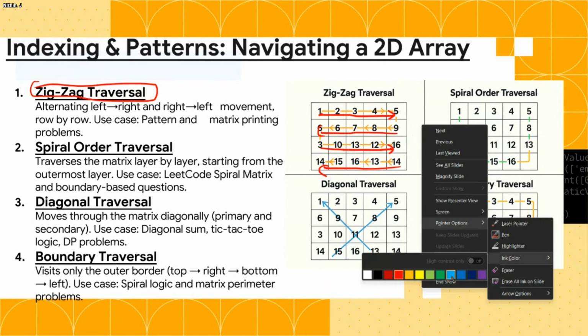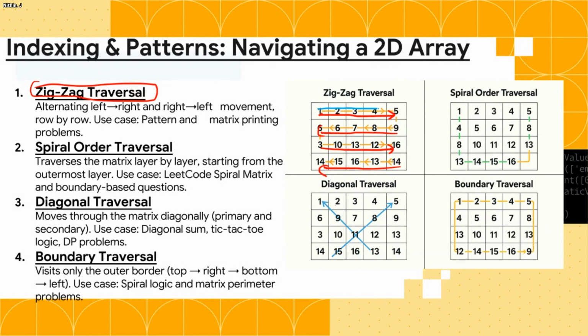In color, let's use blue. So basically I'm gonna just traverse it like this, left to right. Then for this I'm gonna do right to left, and for the second row I'm gonna do left to right, and similarly for the last column I'm gonna do right to left. So this is my zigzag traversal, alternating left and right movements.